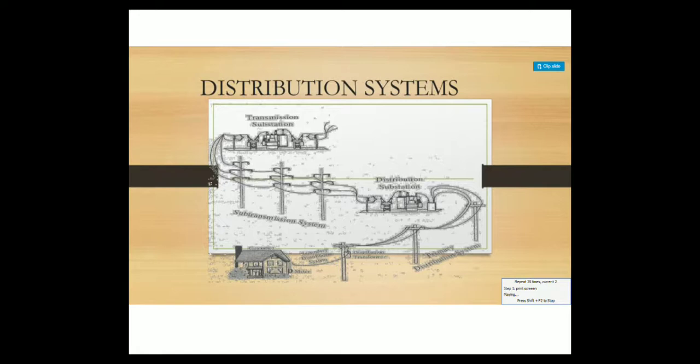And coming to the next one, this is the layout of a distribution system where the power is transferred from the transmission substation to the sub-transmission system, then to the distribution station, then it is distributed to the consumers, that is nothing but the different loads. And this is the layout which gives you the explanation of a distribution system in a clear manner.